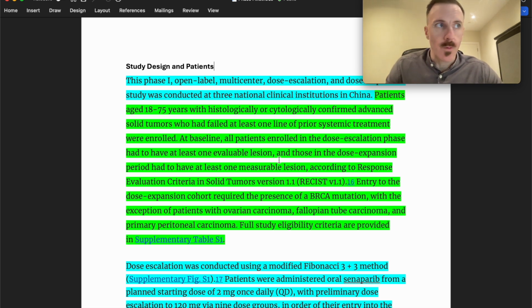With respect to some specific criteria in this trial, it's looking at solid tumors, and this is done via the Response Evaluation Criteria in Solid Tumors. This is the RECIST criteria, version 1.1. So let's have a quick look at what these are.